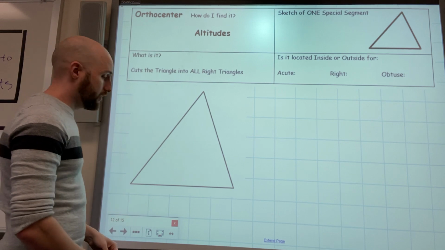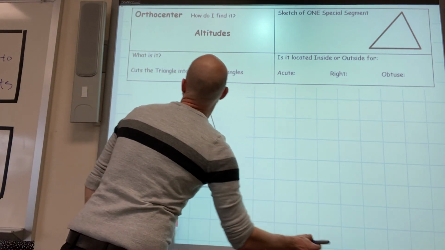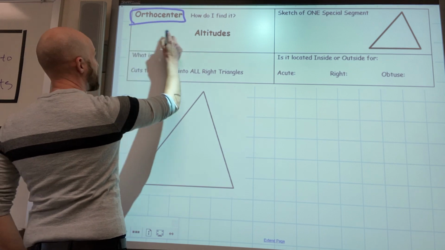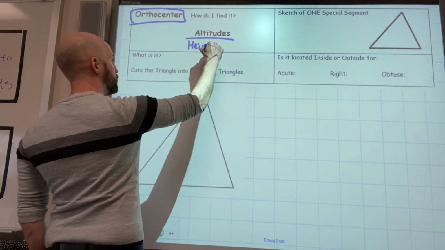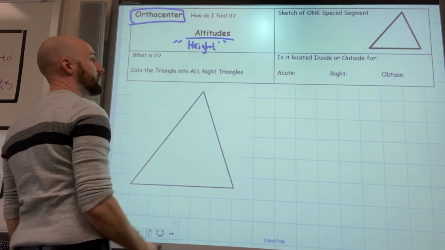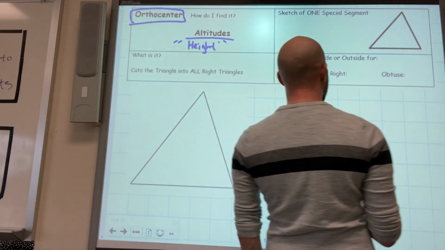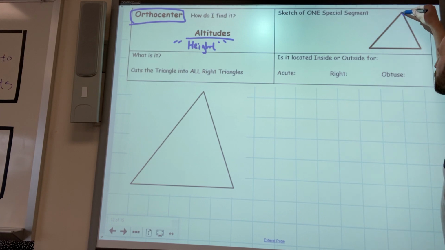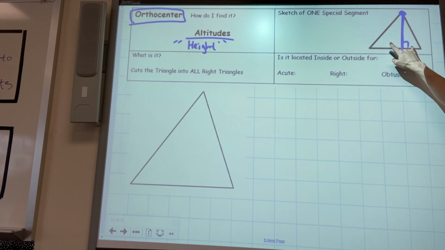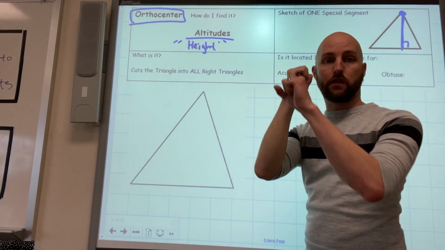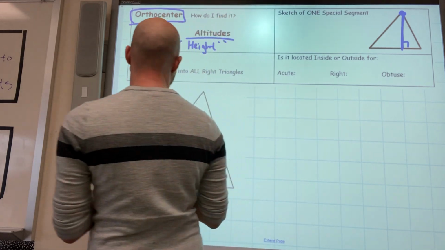The last one is called the orthocenter, and the orthocenter is found by using the altitudes. The altitude is also sometimes referred to as the height of a triangle. How I measure the height of a triangle is you start at the vertex and then you go straight down 90 degrees. That is not necessarily bisecting the angle or bisecting the side. You just start at the vertex and go 90 degrees and see what happens.